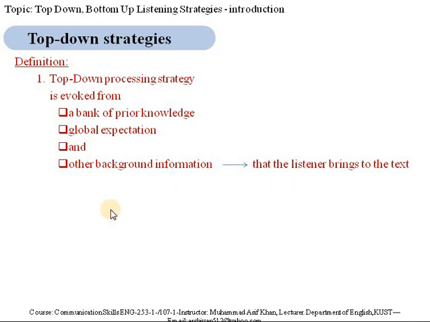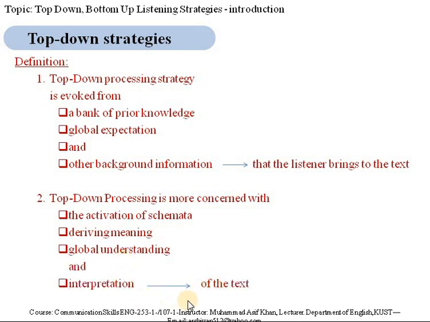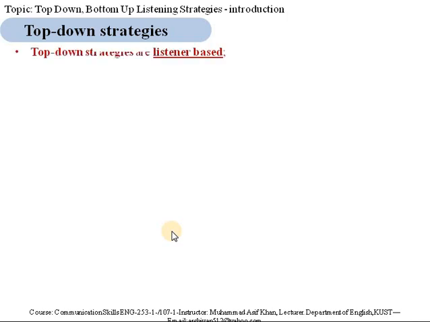Another definition of top-down strategies is given by Noonan, and in the same way he defines top-down processing as more concerned with the activation of schemata or design for deriving meanings, and we see that there are global understandings or collective understanding and interpretation of the text. So all these elements and factors have their role in the understanding of the text. With the help of that prior and previous knowledge, we have the understanding of the text. So the basic thing is that top-down strategies are listener-based strategies.